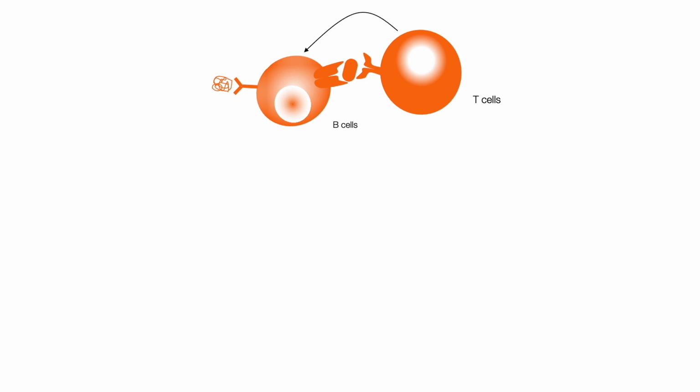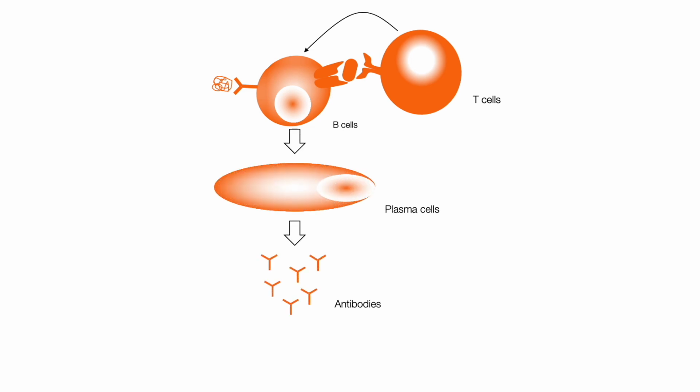B cells can also become activated by recognizing pieces of proteins and receiving help from T cells. Upon activation, B cells differentiate into antibody-producing plasma cells. Antibodies are key elements in the defense against pathogens.